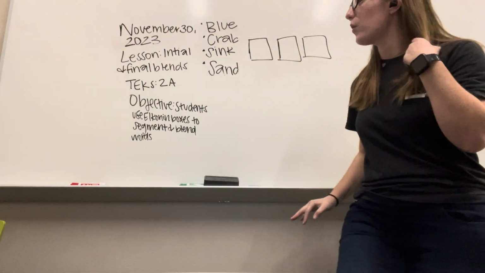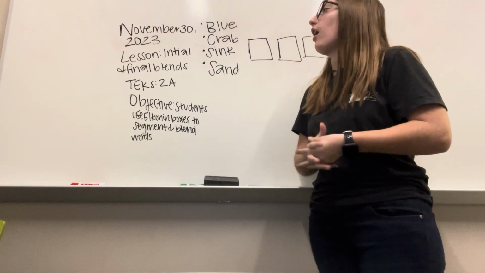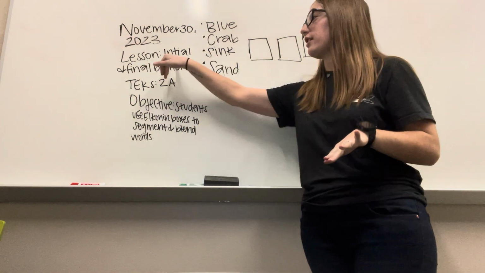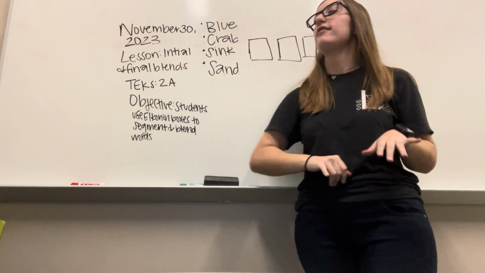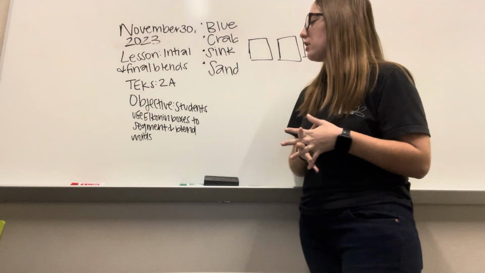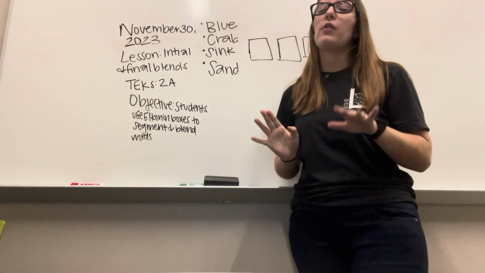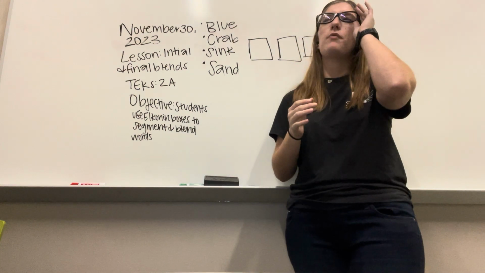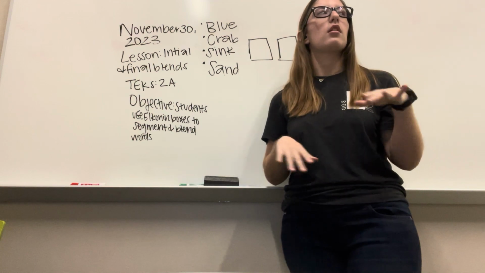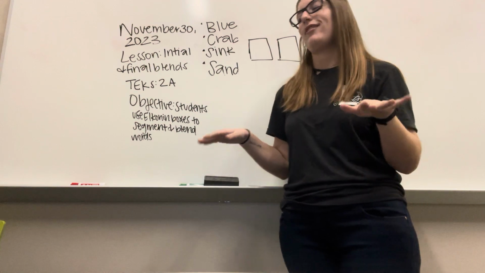Okay, so for my demonstration lesson plan, I have chosen, it's kind of hard to see, but I wrote it down. The lesson is initial and final blends. The TEKS is 2A, and the objective is for students to use Elkonin boxes to segment and blend words. Whenever I would teach this, I would give my students Elkonin boxes, like a printout for each of them to have on their desk, and they can write it in and all that. But yeah, that's what we're working with.